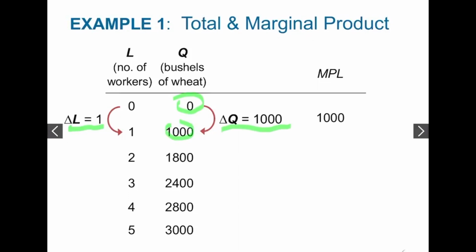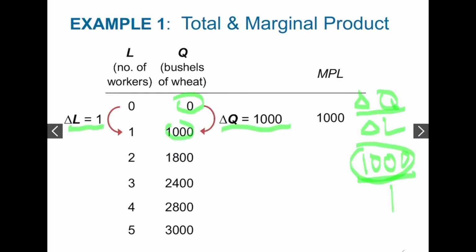So MPL, or marginal product of labor, is delta Q over delta L. In this case it is 1,000 over 1, because the change in Q is 1,000 and the change in L, or number of workers, is 1. So 1,000 over 1 is 1,000. And that is the MPL for the first level.